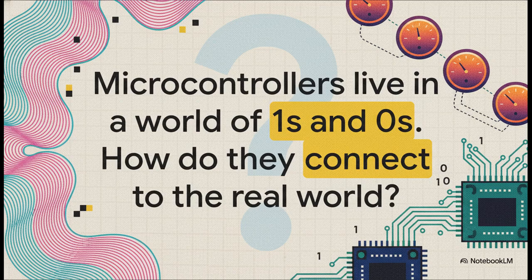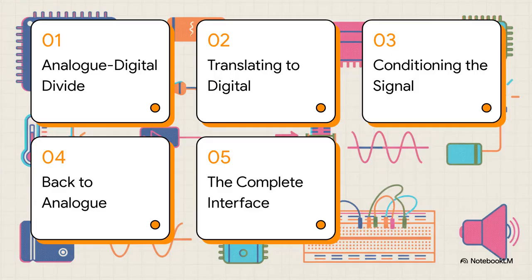A microcontroller's entire world is just ones and zeros. It's all discrete. Black and white, on or off. But the real world we want to measure, it's not like that at all. It's continuous. The temperature in a room doesn't just jump from 20 degrees to 21. It flows through every single value in between. So how on earth do we translate that smooth, continuous reality into the rigid, step-by-step language a computer can actually understand? Here's how we're going to tackle that.